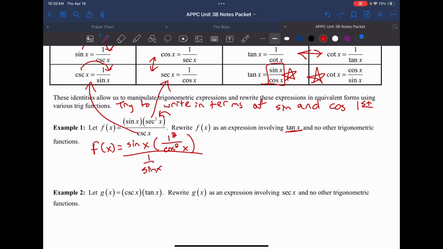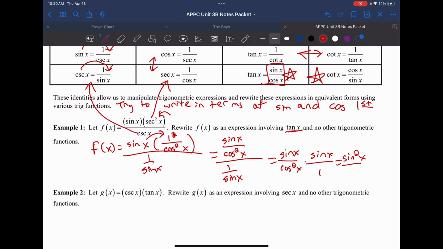Now, let's go ahead and multiply the sine x on top here, then we can keep change flip. So I'm going to have sine x over cosine squared x, all over 1 over sine x. And if I keep change flip that, I've got sine x over cosine squared x times sine x over 1, which is sine squared x over cosine squared x. Sine over cosine is tan, and there's 2 of them, so it's tan squared x.